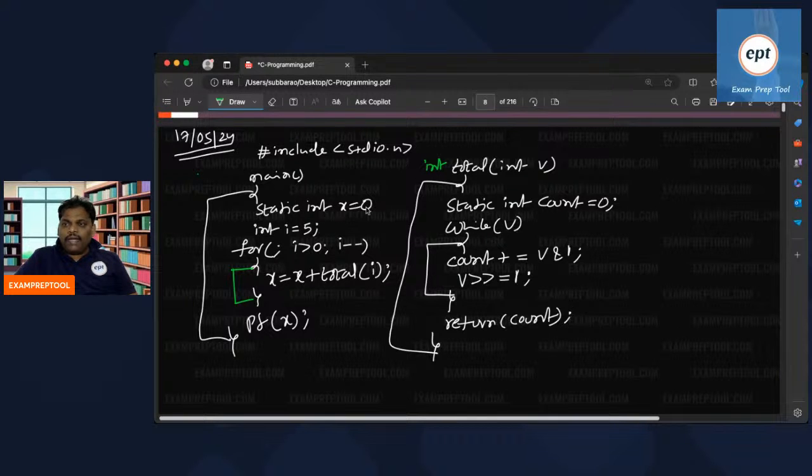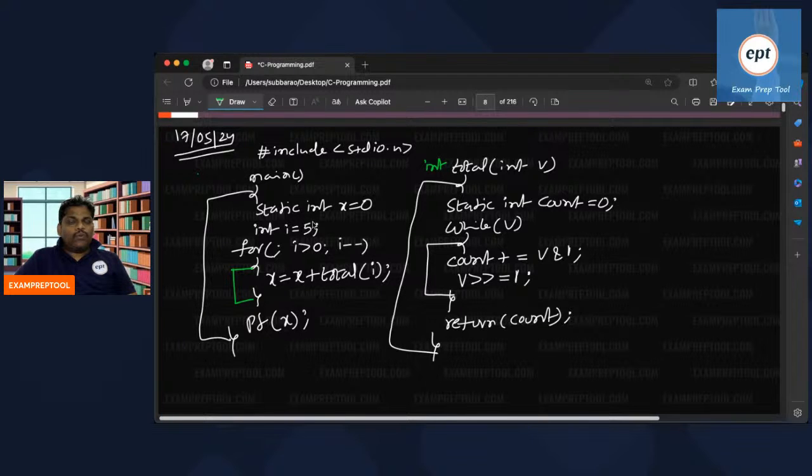In the main program, static int x is equal to 0, int i is equal to 5, and the for loop is going on. Initially i is 5, which is greater than 0, then 4, 3, 2, 1, and when i is 0, 0 greater than 0 fails. At the end of the for loop, printf x. But remember, inside the for loop, for each i value you have to call the total function. The important thing here is that there is no global variable. Only some normal variables and some static variables are there.